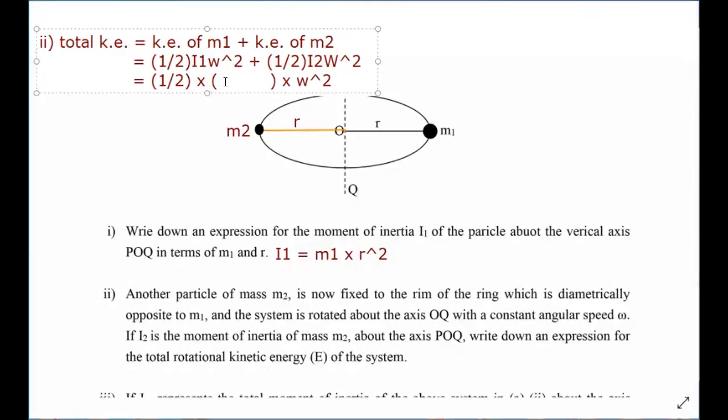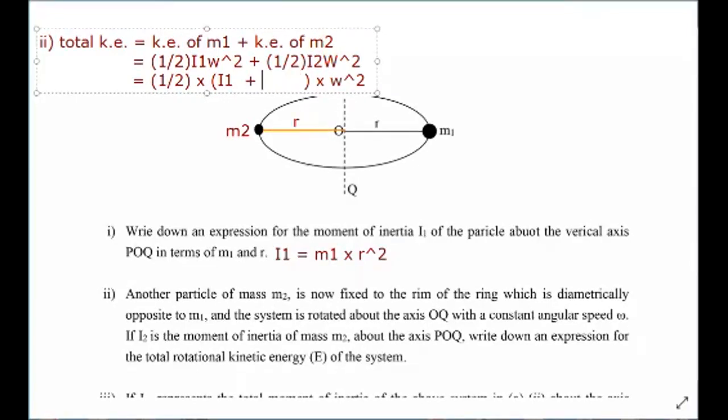I1 plus I2. Very good. Here the remaining term is I1, very good. And here the remaining term is I2. So I1 plus I2 times omega square. So this is the final equation. This is what they have asked you to write.